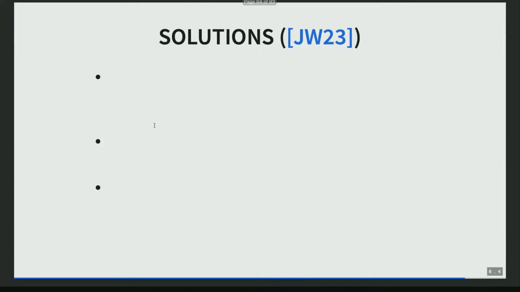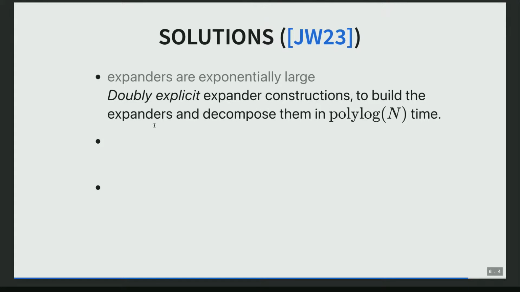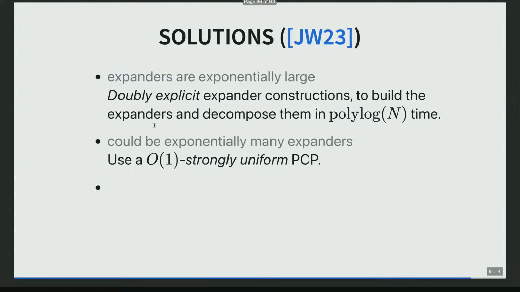And so there are solutions for these, which Jeronimo and Wu also address. For exponentially large expanders, we can construct them in polylog size of the graph. We can also decompose them into permutations in polylog size of the graph. For exponentially many expanders, we can use the strongly uniform PCP, a PCP where the number of constraints a variable is involved in is one of constantly many options. So now we only have to draw constantly many expanders.